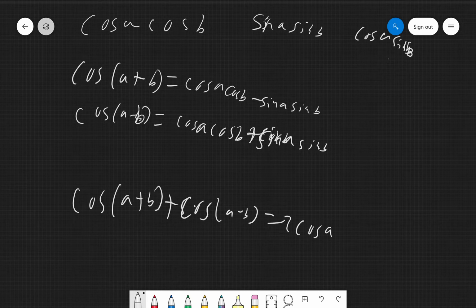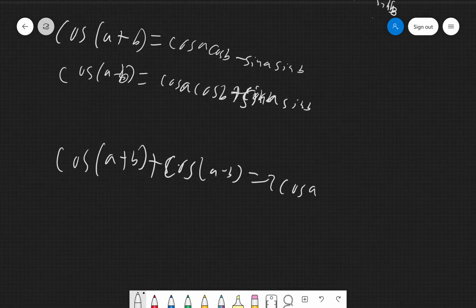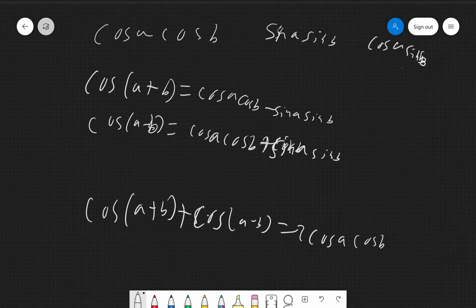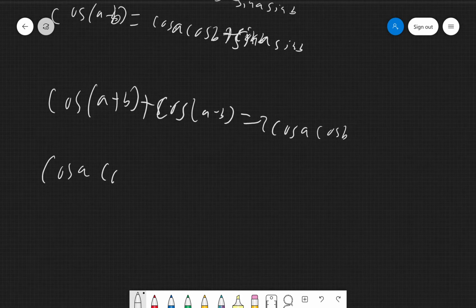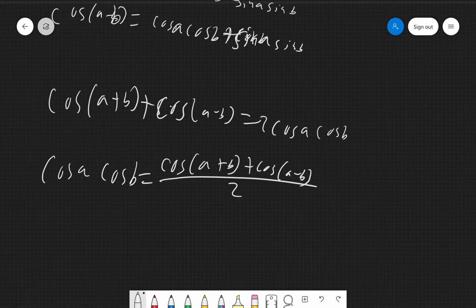Now let's move on. If we add them, actually now I do see the cosine of A times cosine of B. If we add them, we're going to cancel out the last two, and we're just going to be left with 2 times the cosine of A, cosine of B. Now we divide by 2, and what we're left with is that cosine of A times the cosine of B is equal to the cosine of A plus B plus the cosine of A minus B, over 2.